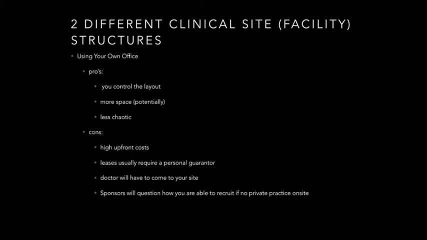So you control the layout, okay? No one else is occupying the office space. It's all you. You're certainly going to have plenty of space. You control the layout, so you can tell the landlord how you want it set up. You want these rooms set up this way. We're going to get into that again in future modules. You have more space potentially. All you need to do to get started is to have at least 1,500 square feet. Okay, and it's less chaotic.